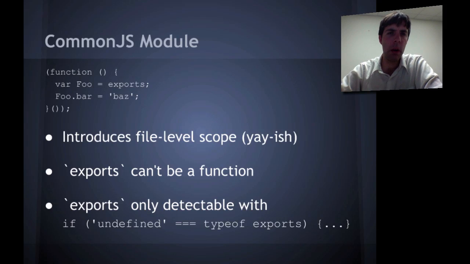So here's a CommonJS module. You can do just exports.foo equals foo, or you can do foo equals exports. That's a pattern I've seen quite often. But you can't overwrite the reference to exports. And there's not an easy way that looks pretty to detect whether or not there's exports. The only way I know of is just to check if undefined is typeof exports, which some linters will complain about because you're checking the type of something that isn't defined.